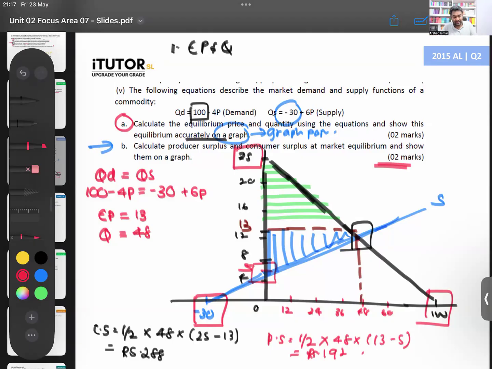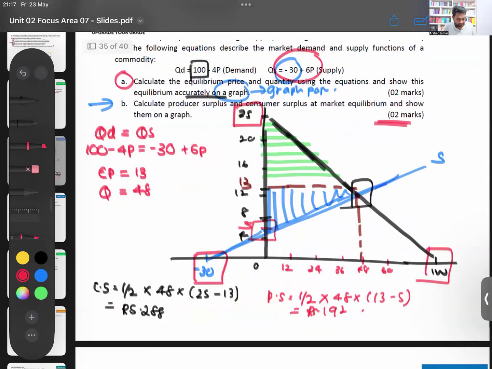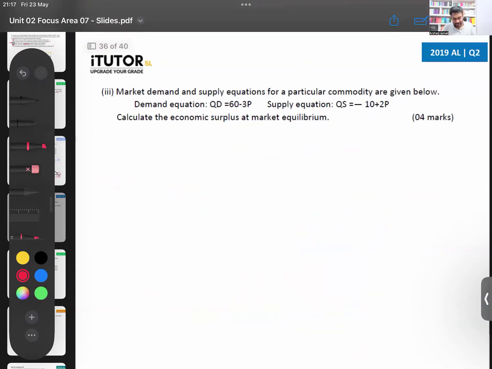Minimum supply price is 5, or 30 divided by 6. Then the next one, 2019 A-levels question number 2. They've given the demand and supply equation, and they're asking for total surplus. You saw the same MCQ of this as well, right? They asked for total surplus.